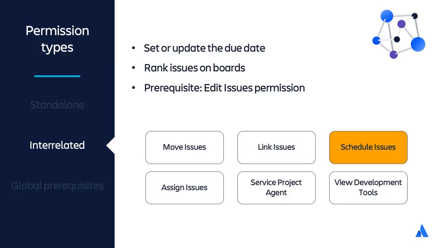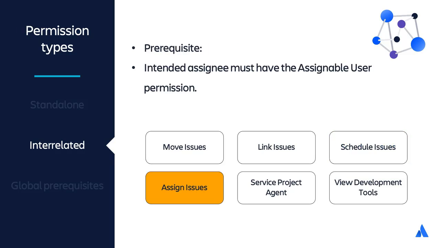The Schedule Issues permission grants users the ability to edit an issue's due date or rank issues on Jira Software boards. This means that users can edit the issue's due date or rank fields. For both actions, users also need the Edit Issues permission, which we just talked about. The next permission, Assign Issues, is directly related to another permission, the Assignable User permission.